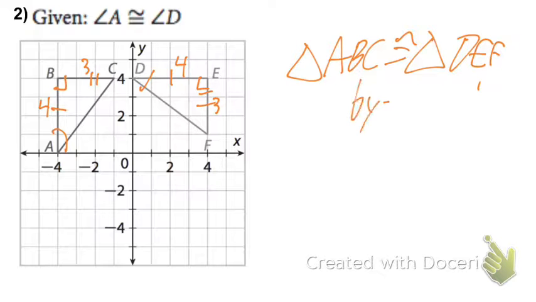We could pick angle side angle. Okay, we can do angle side angle. You could do angle side. You could do side angle side. Those are the 3 we know right now that we could use.